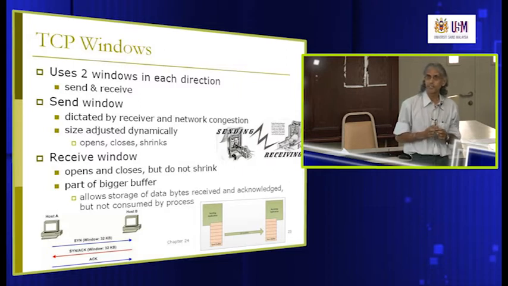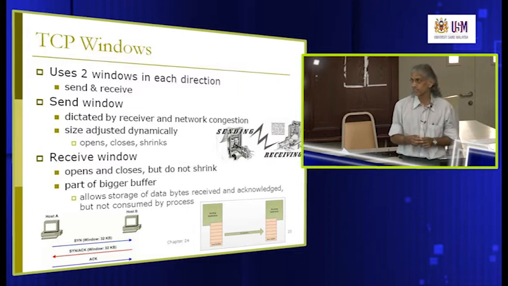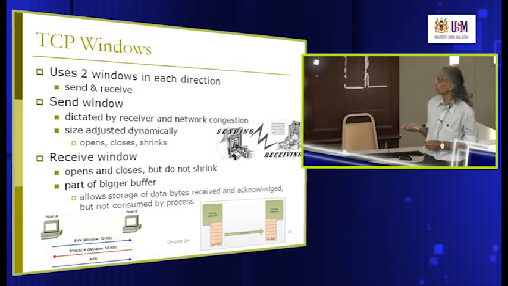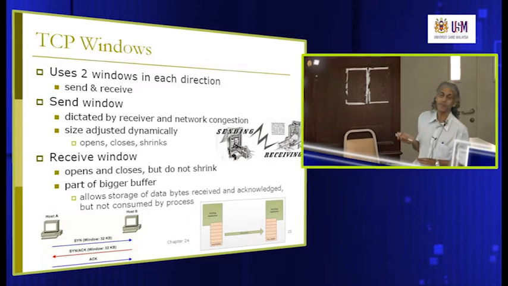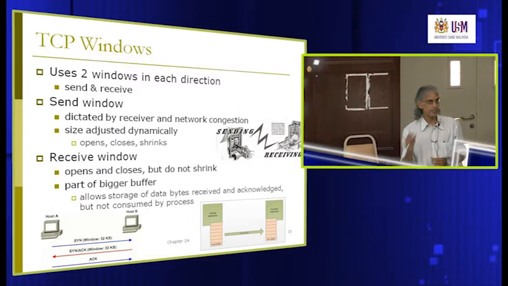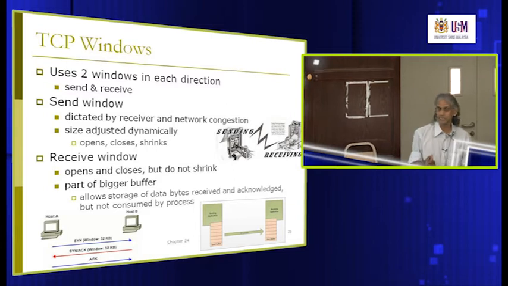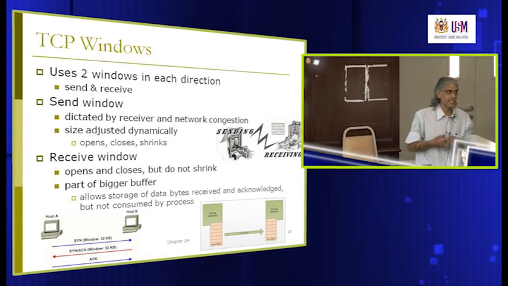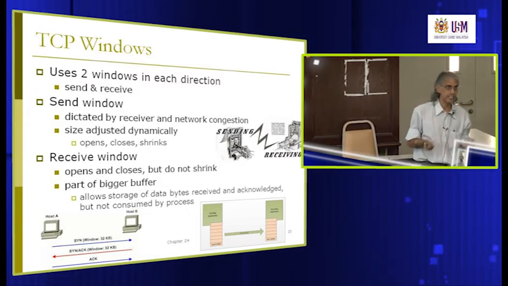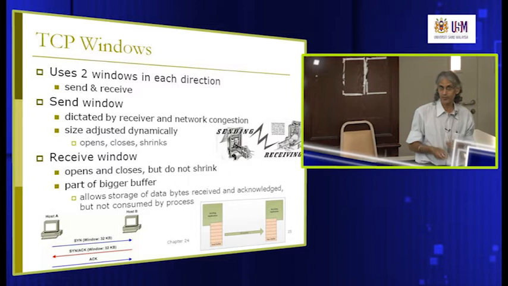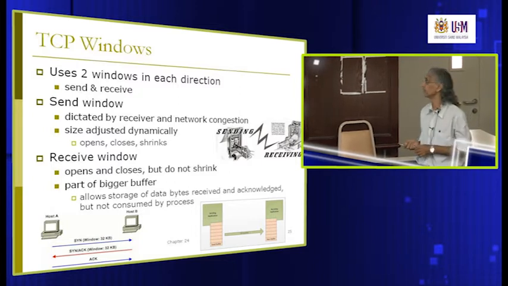Remember, TCP uses the full duplex communication mode. You can send and receive data at the same time. The send window is dictated by the receiver, meaning that the receiver will inform the sender how much data it can receive. If the receiver says it can receive more data, the sender's window can increase. If the receiver says it can only receive a smaller amount of data, then the sender's window will shrink. So it is adjustable and flexible.